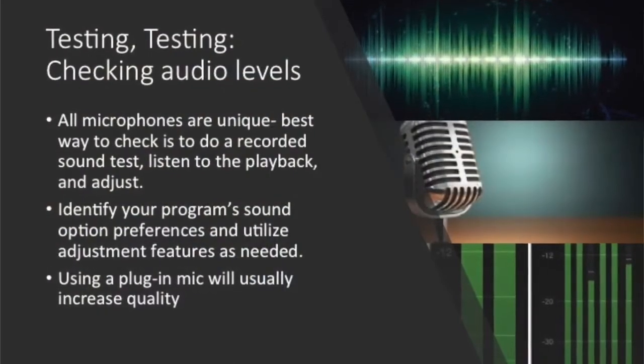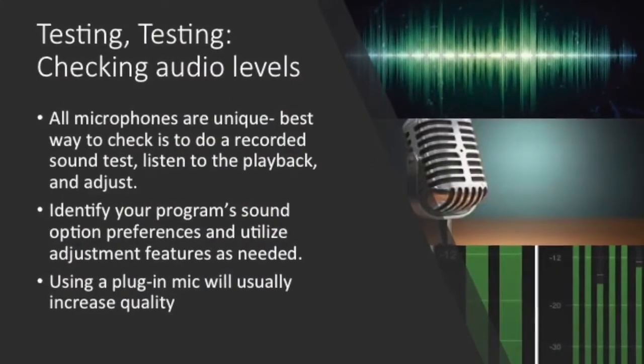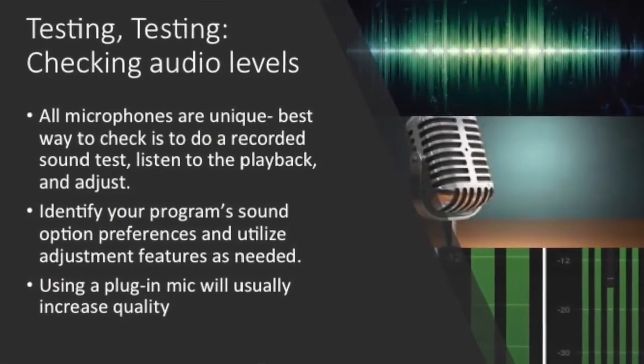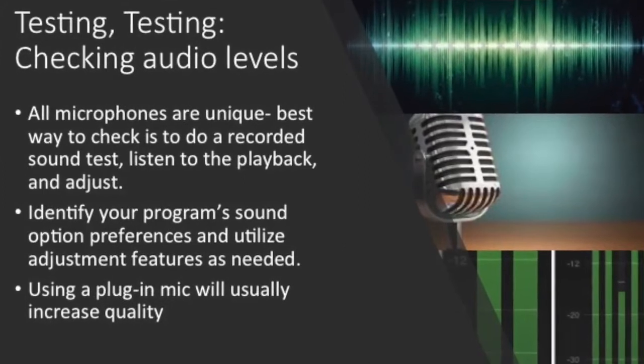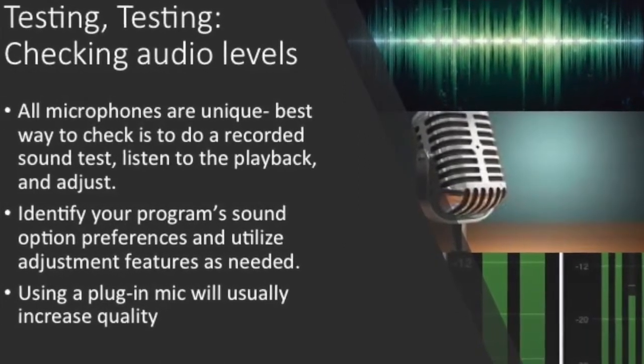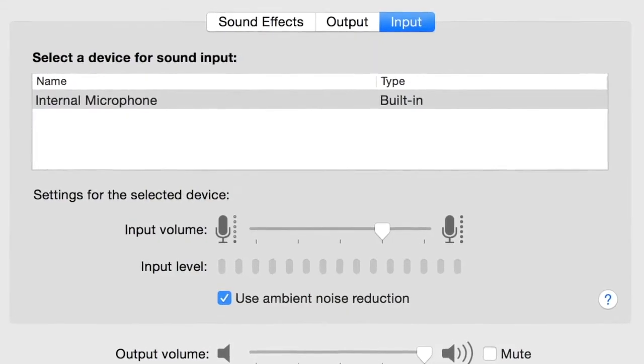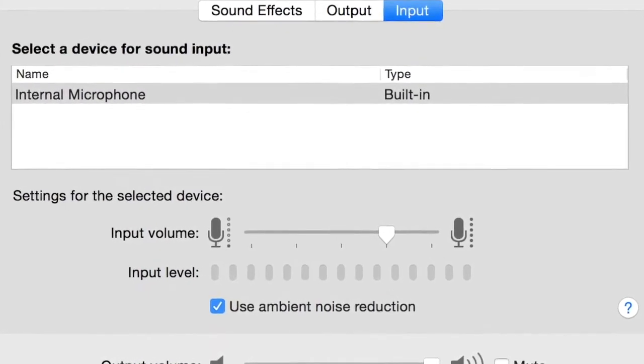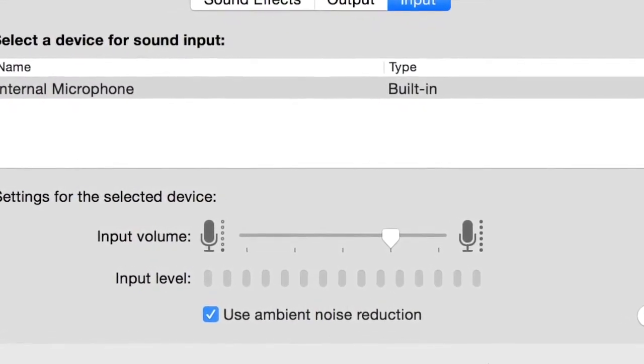Next, let's talk about the importance of sound and being sure that your audio is just the way that you want it. Now, all microphones are unique, and chances are your device will have a built in microphone. However, I strongly suggest that you consider using an alternative or exterior microphone to increase the sound quality of your recording. The reason for this is because the built in microphones tend not to pick up the audio as well as an external microphone. In addition to this, you'll want to identify your program's sound option preferences and utilize any of the adjustment features as necessary.